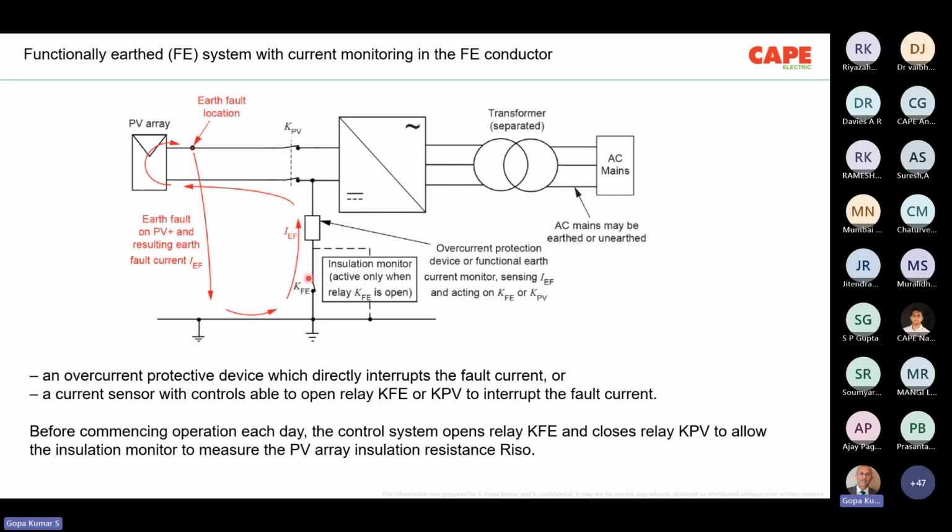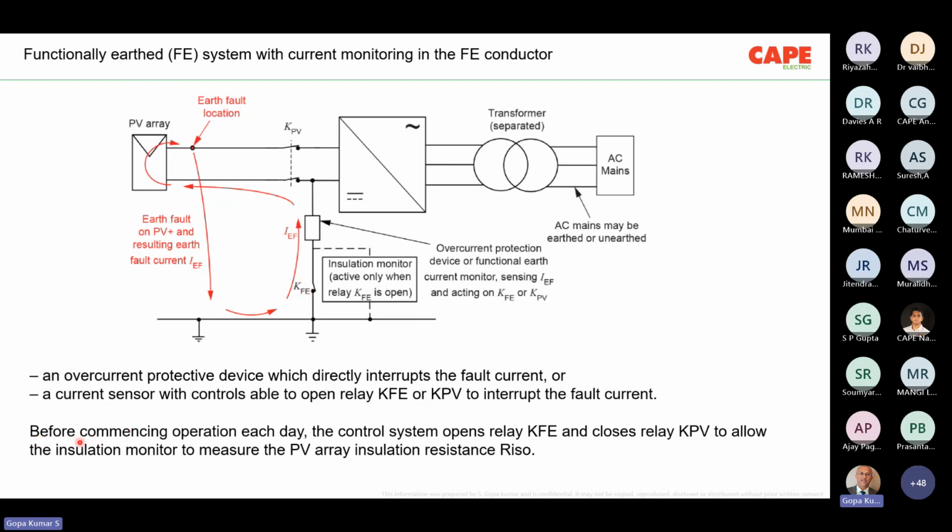In the same case, you can see here, there is a reference switch, there is a functional switch. An overcurrent protective device will directly interrupt the fault current, or a current sensor will be able to open the relay KFE or KPV to interrupt the fault current. So the current is monitored here, and you can either disconnect the relay KFE or KPV. If you disconnect KPV, the whole system is off, no more generation. If KFE is disconnected, of course, generation may continue. It depends on the whole concept of the system.